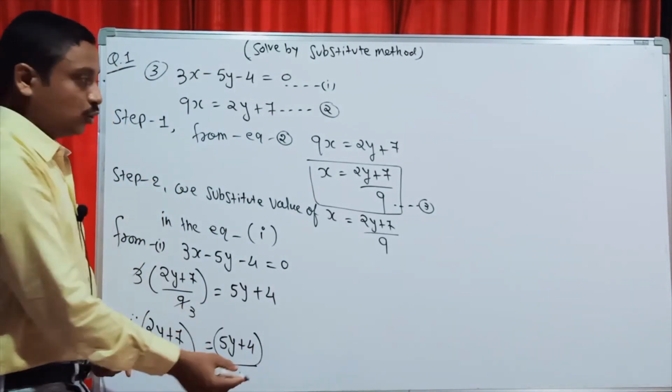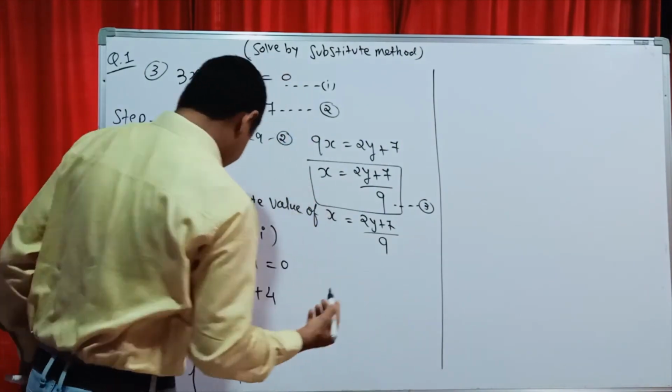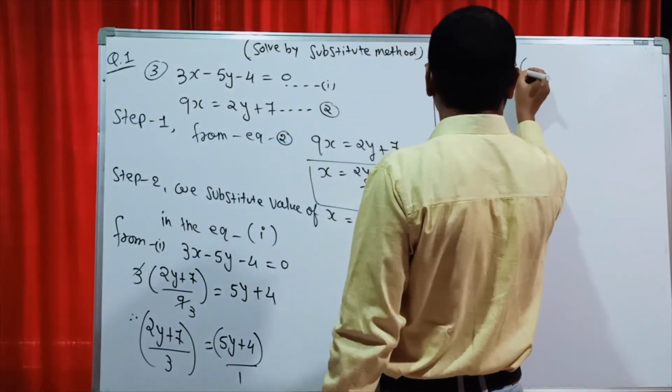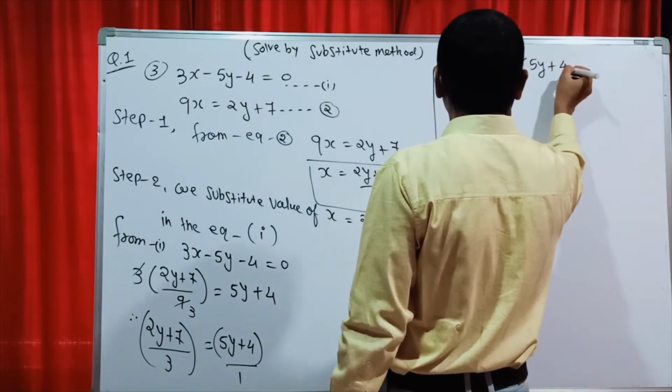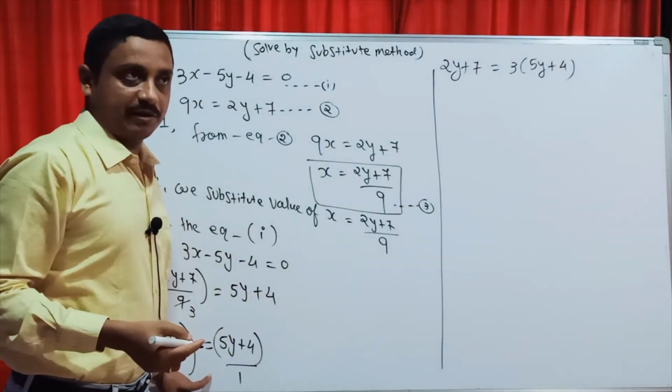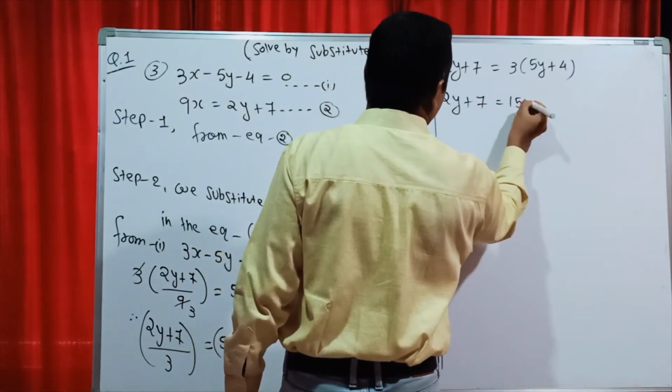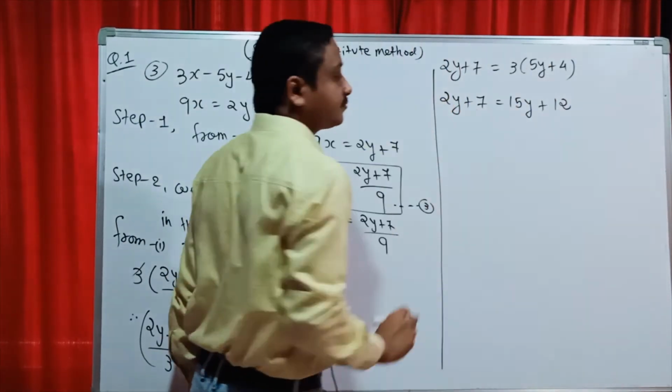Now I apply, students, cross multiplication on both sides. So 2y plus 7 on this side, and on this side 3 into 5y plus 4. I'm only taking cross multiplication here, students. So 2y plus 7 equals 15y plus 12.